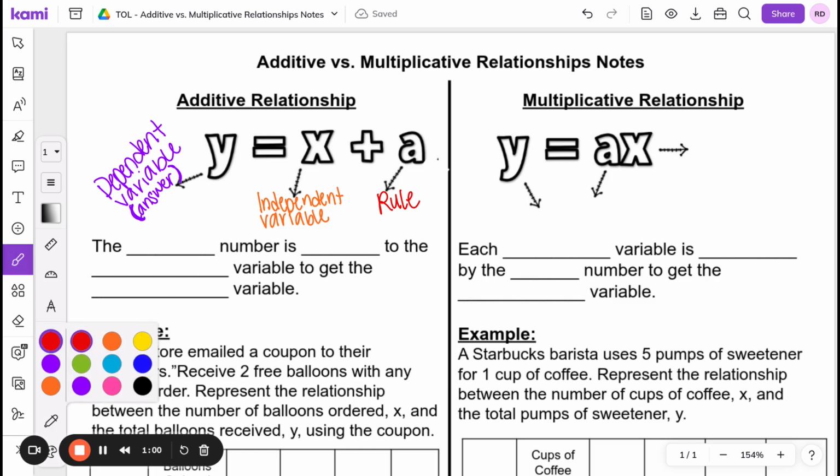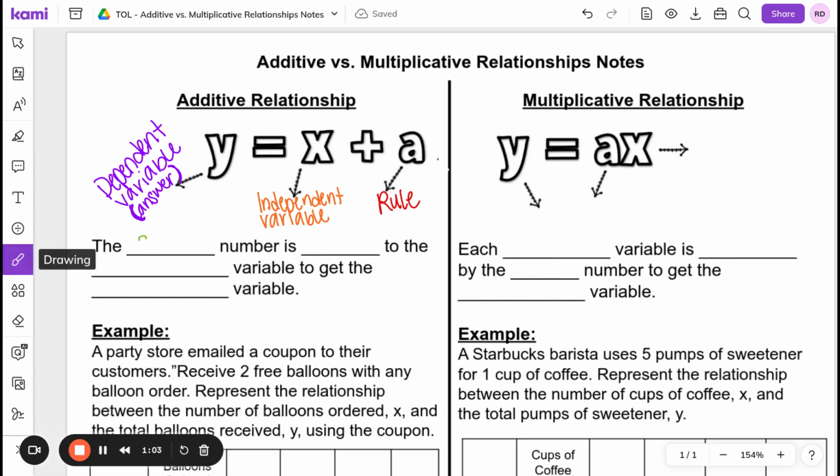In an additive relationship, the same number is being added to the independent variable to get the dependent variable. So again, we're going to add a constant number to the independent variable to get our answer.